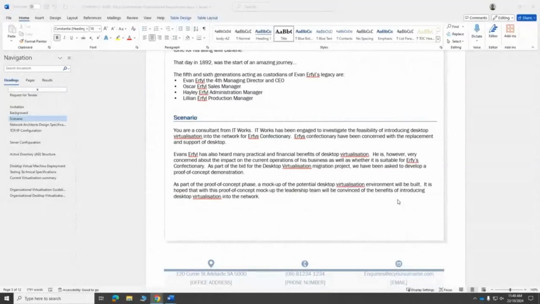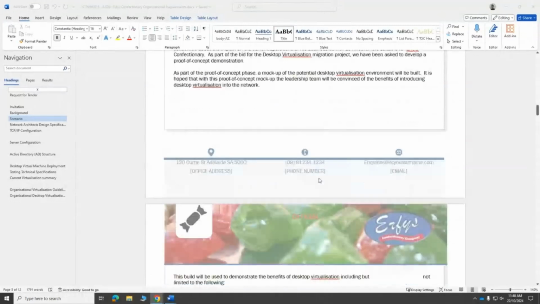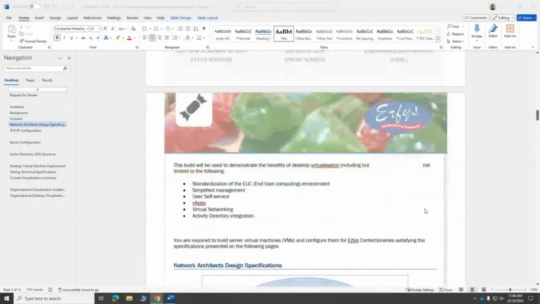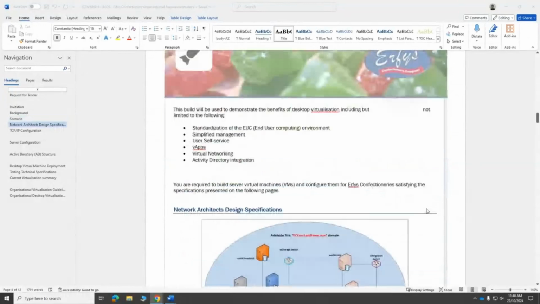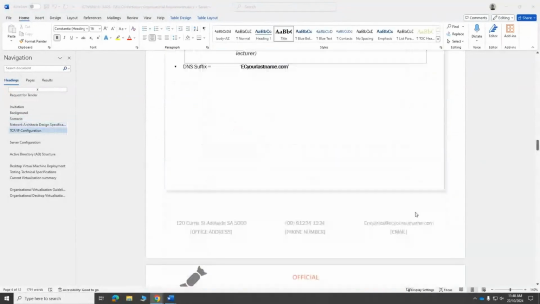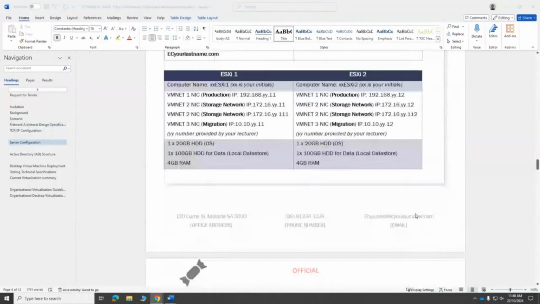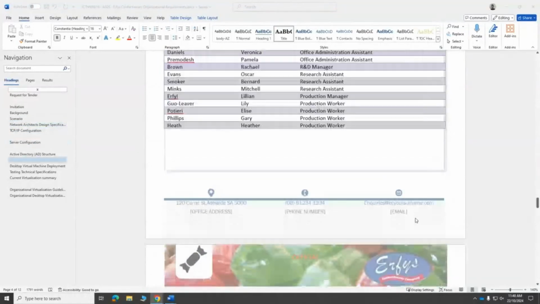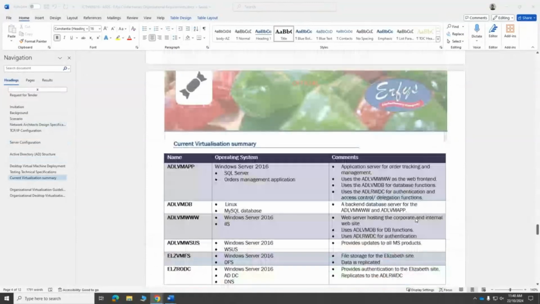Through assessment 1, you're demonstrating the benefits of desktop virtualization. As part of that, you're doing the proof of concept, which is assessment 1. But the second part of it is assessment 2.